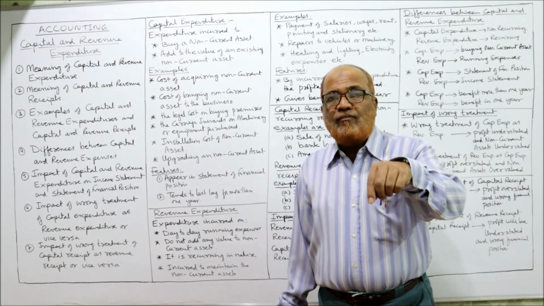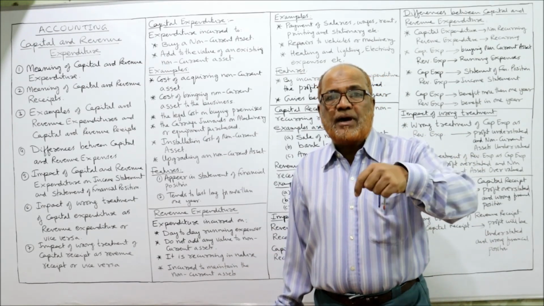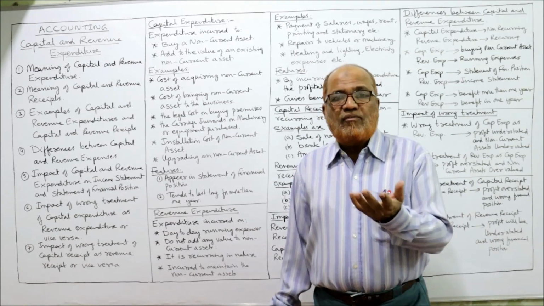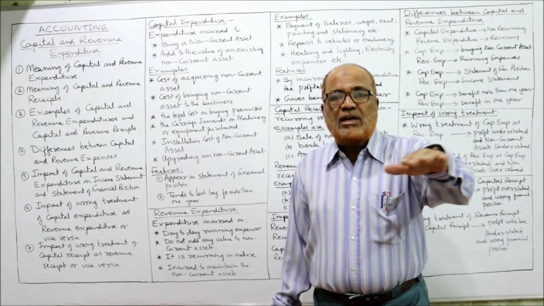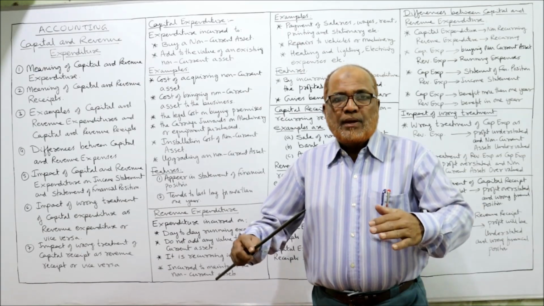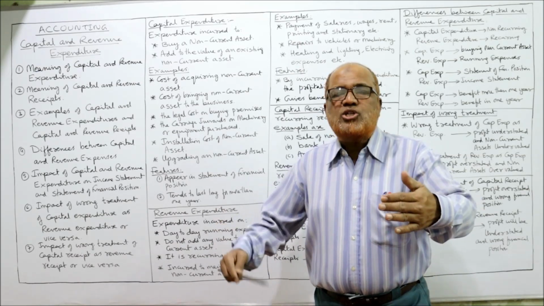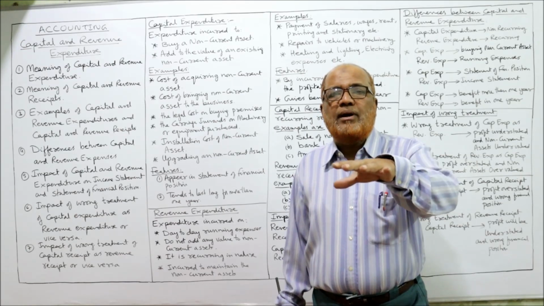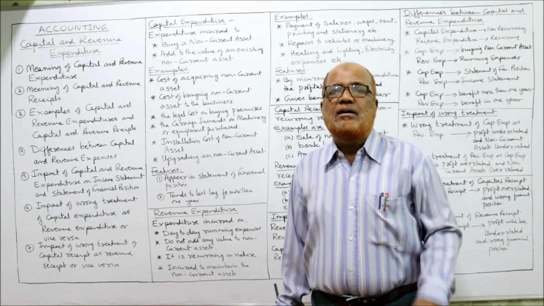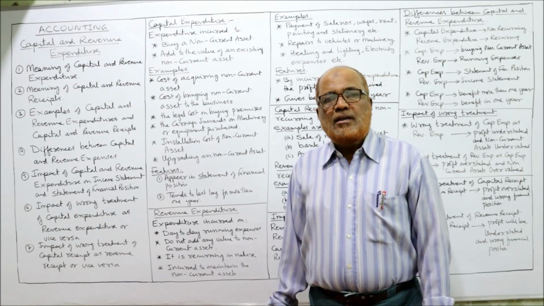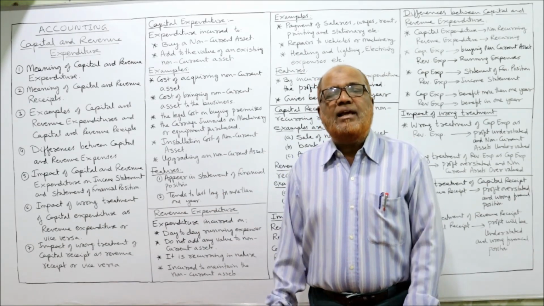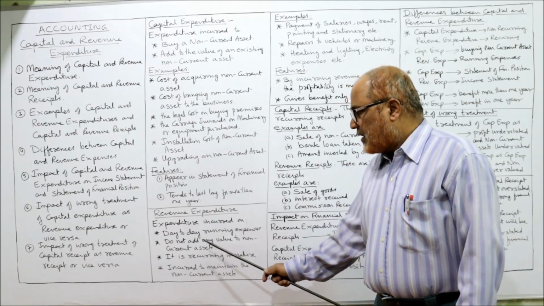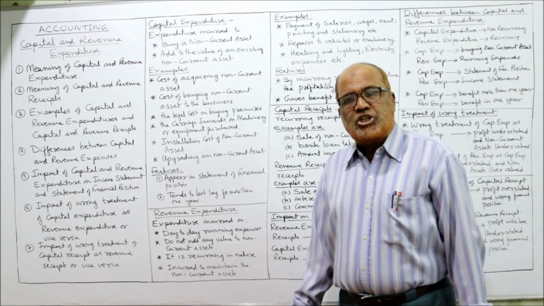But does the value of the vehicle increase by incurring the repair and maintenance? No. The value of the vehicle will not increase, but it will give more service. So by incurring expenditure on repair and maintenance, we can effectively utilize the non-current assets. That means this revenue expenditure will not add any value to the non-current asset. Then it is recurring in nature.